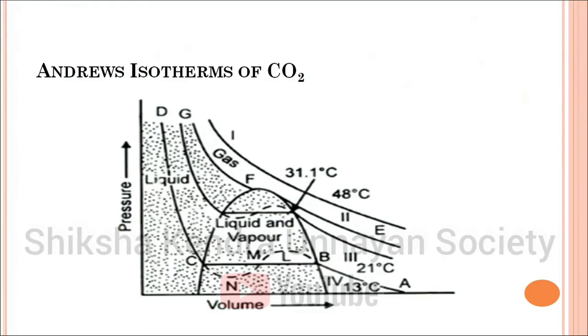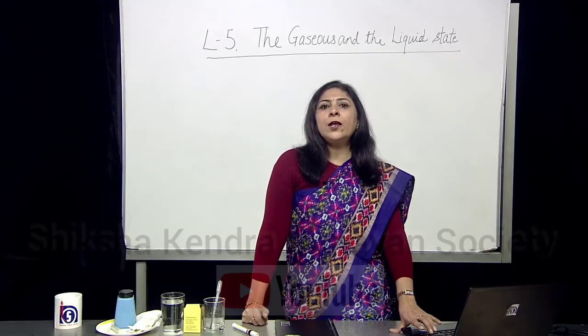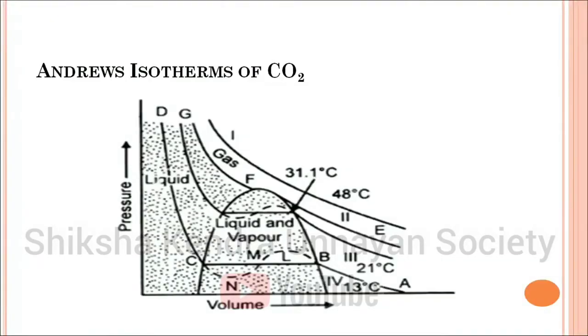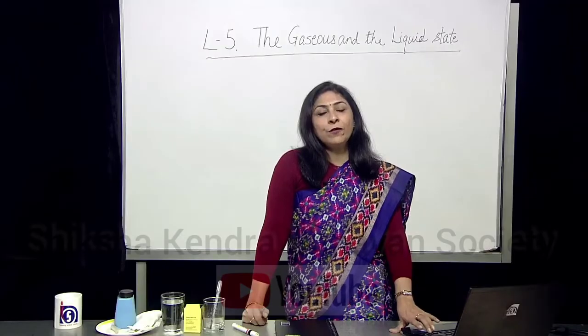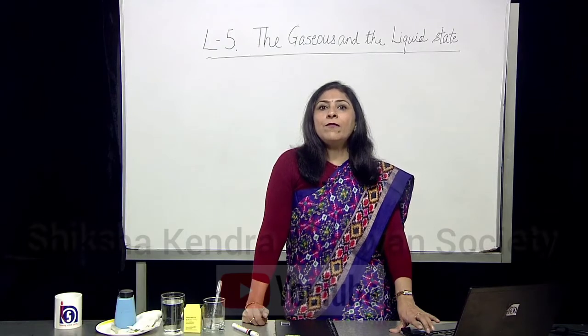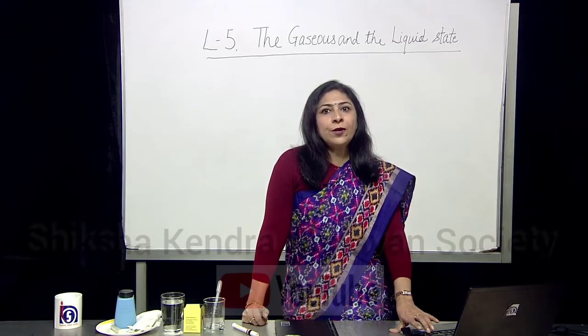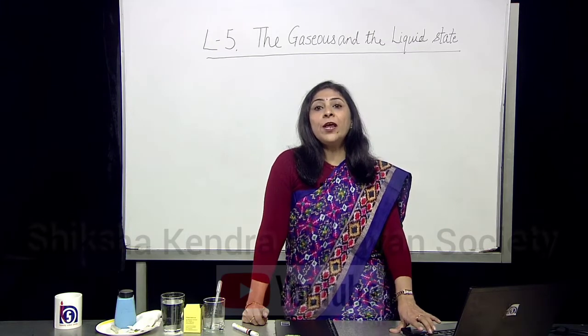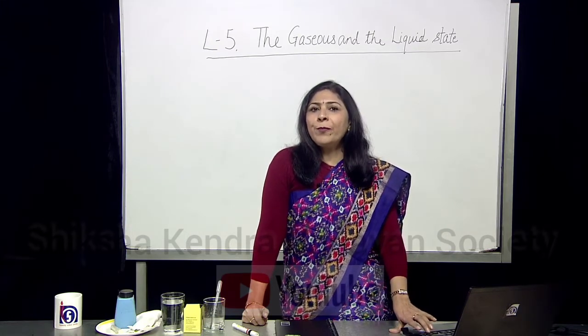Okay, now at C, the gas is completely in the liquid phase. Now again there is going to be a change from C to D. From C to D, you will find that it is behaving as a liquid. So, from C to D, the slope is very steep, since a liquid is almost incompressible. We cannot compress the liquid.